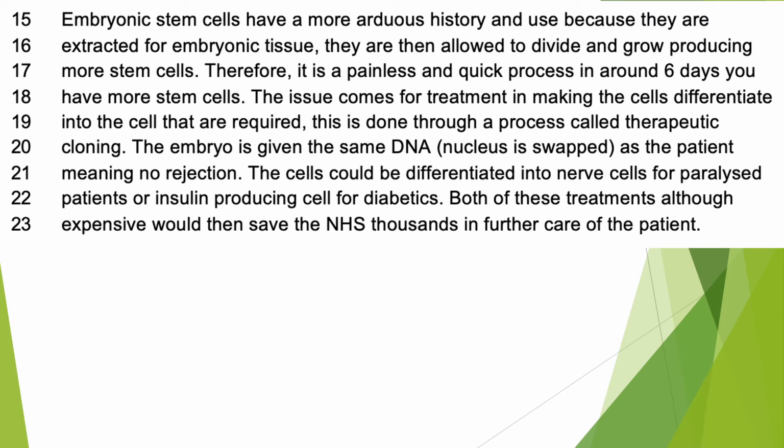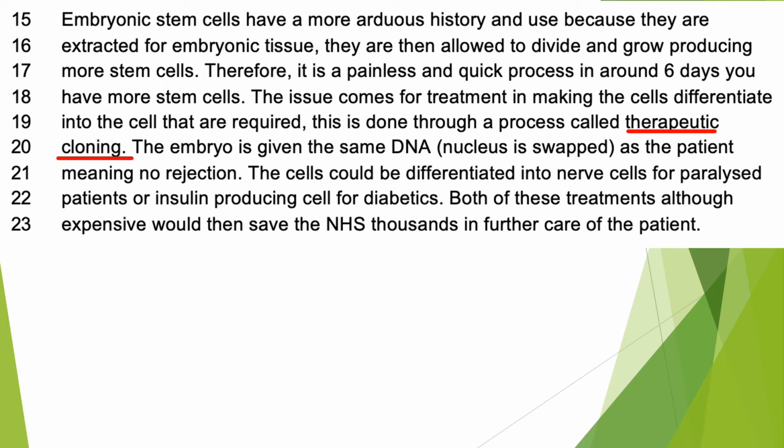So what we can do is, after an egg has been fertilized, we can take those stem cells from the egg, or sorry, I should say blastocyst that is forming, because after about 6 days you have a lot of stem cells that you can then use. The tissue is used for treatment by making the cells differentiate into the cells that are required. This process is called therapeutic cloning.